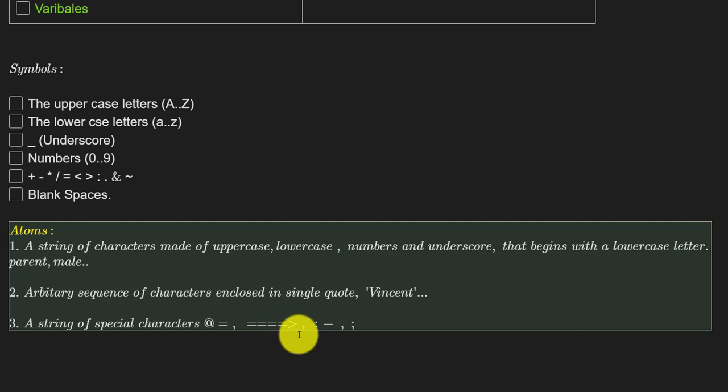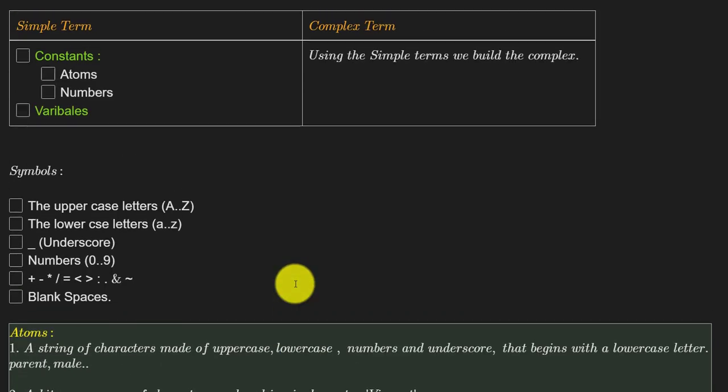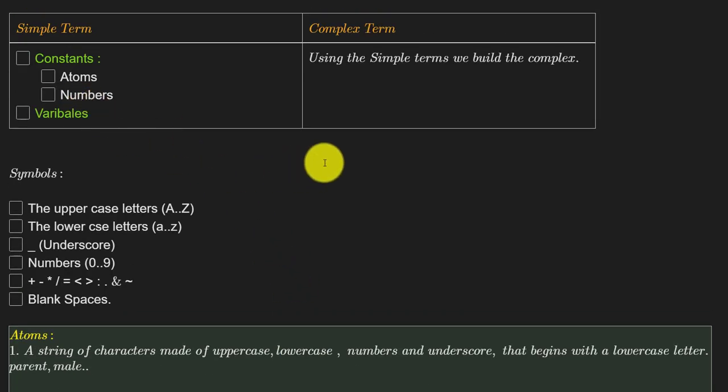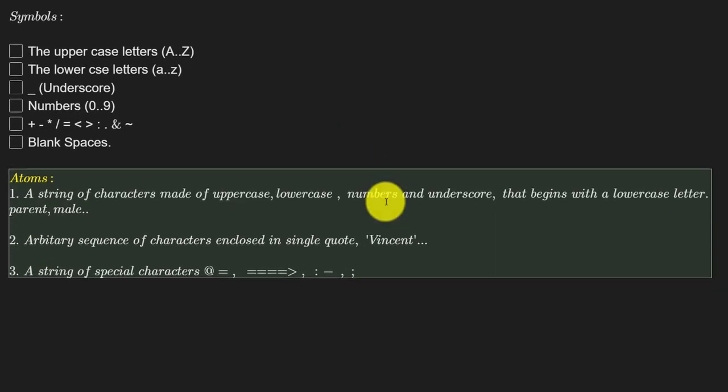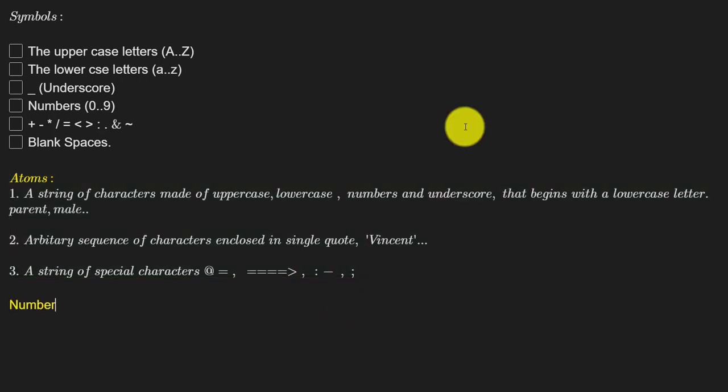So if you see it over here, when we write a Prolog program, every part of it is either an atom, or a variable, or a number. Or if I talk about everything together, it could be a complex term as well. So we are basically talking about the building blocks of a Prolog program here. Now let us talk about numbers.